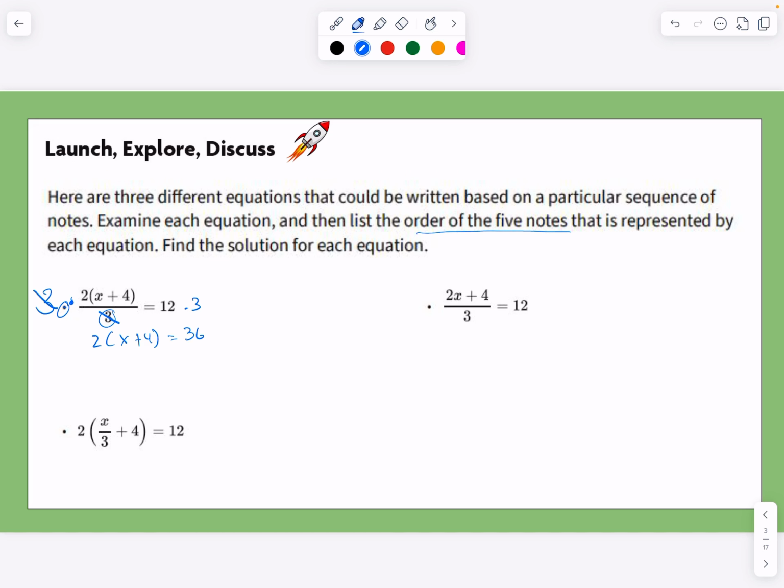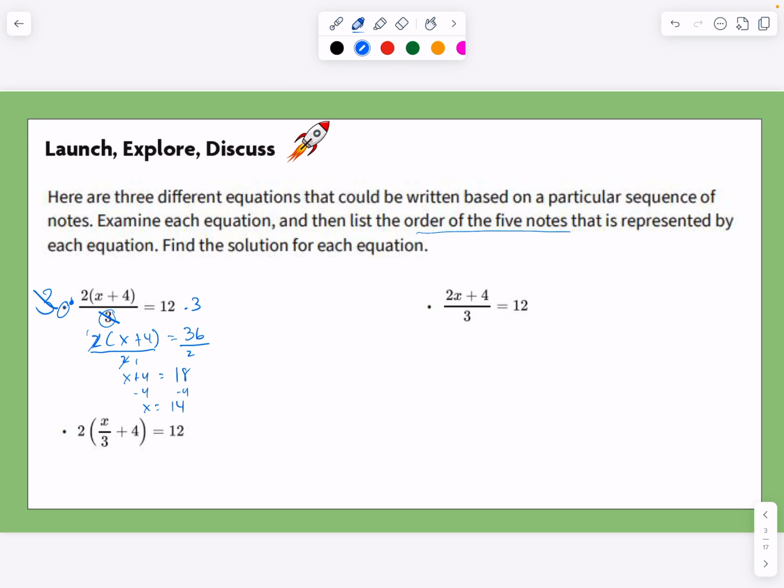After that, I want to get the x plus 4 by itself, so I'll divide both sides by 2. Again, that reduces down to 1 and 1, and I'm left with x plus 4 equals 18. After that, I subtract 4 from both sides and discover that x in this first one equals 14.